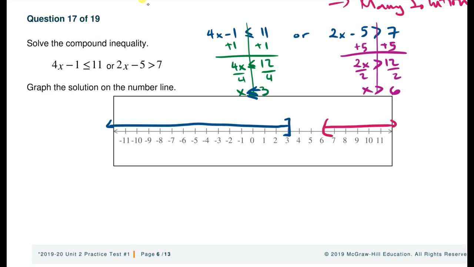The problem that we're working with is "or." When it's "or," we take all possible solutions. Which means from negative infinity to 3, bracket, union from 6 to positive infinity is the answer for problem 17.